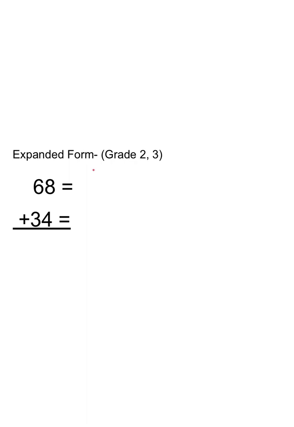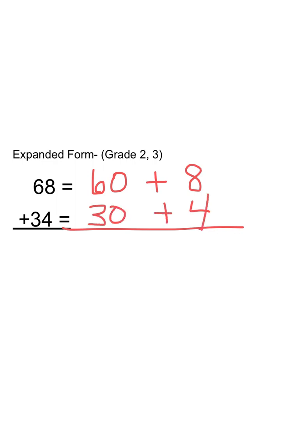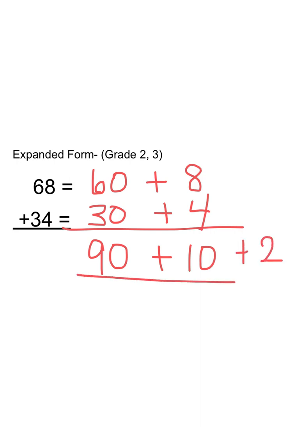68 plus 34, again, expand it. 60 plus 8, 30 plus 4. 60 plus 30 equals 90. 8 plus 4 is 10 plus 2 again. 90 plus 10 equals 100 plus 2.